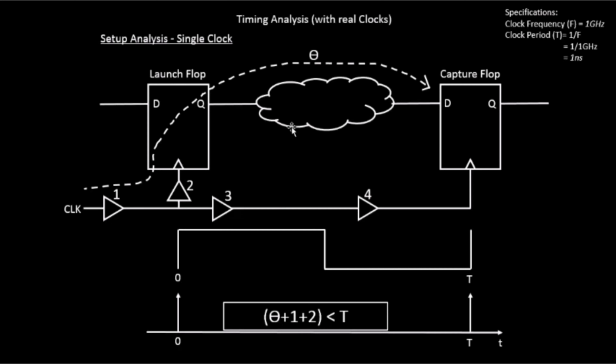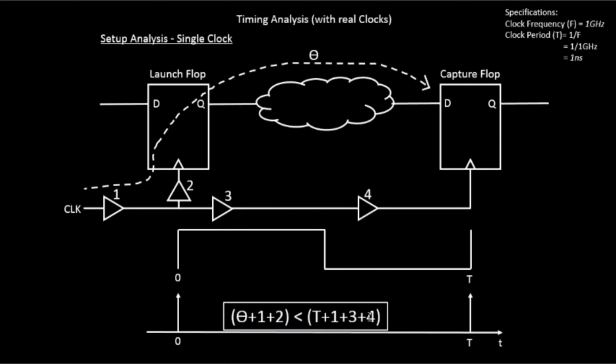So theta is the combinational delay, the data path delay, and 1 plus 2 is the clock network delay, the one which I'm highlighting over here, or the one which I'm moving the cursor over here. So this is the launch clock network delay. Okay, that value should be less than some number. So it should be less than T plus 1 plus 3 plus 4.